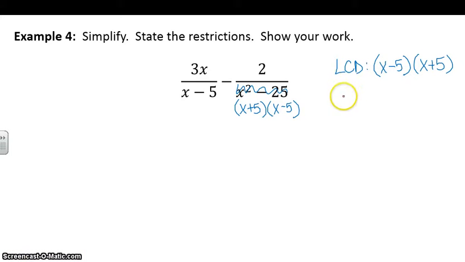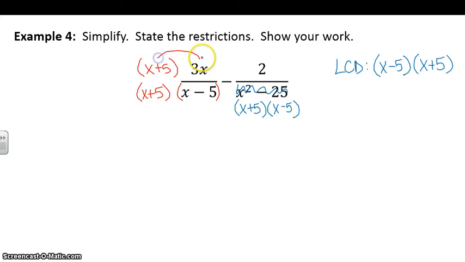So when you look, that's your first step. If you look in your notes for adding and subtracting, it is finding the least common denominator if they're not the same. Next, step 2 means we need to multiply to change the denominator. So if you look at this first one, I have x minus 5. So what am I missing from the LCD that needs to also go down there? So that would be x plus 5.